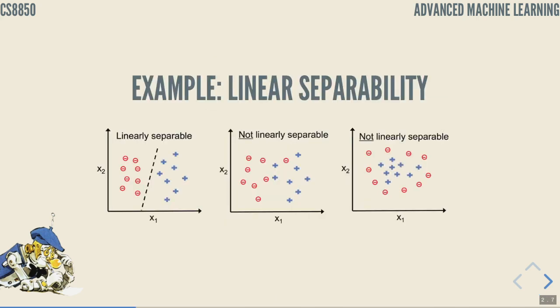Another example is a different data set. So there is a linearly separable data set, and this data set is not linearly separable. We cannot draw a line anywhere such that both blue and red, the pluses and minuses, are separated into different half planes, half spaces, as it is done here in the linearly separable case. This is another non-linearly separable case.